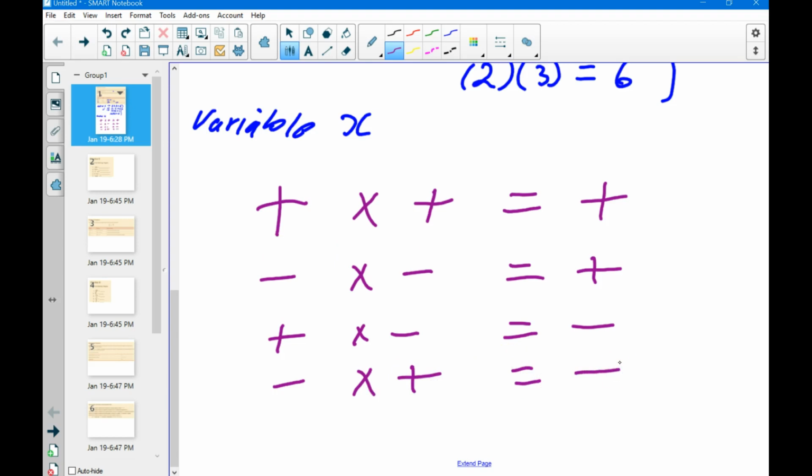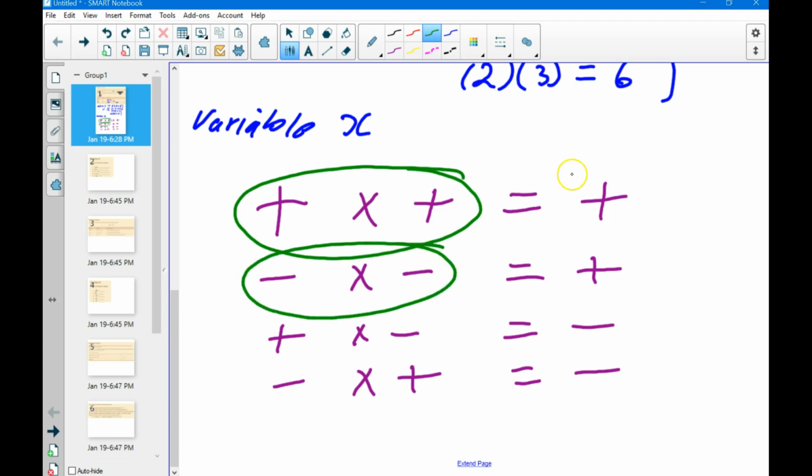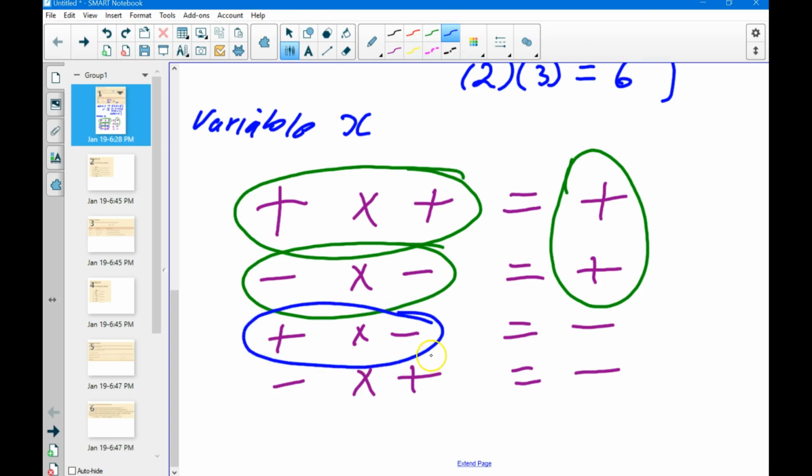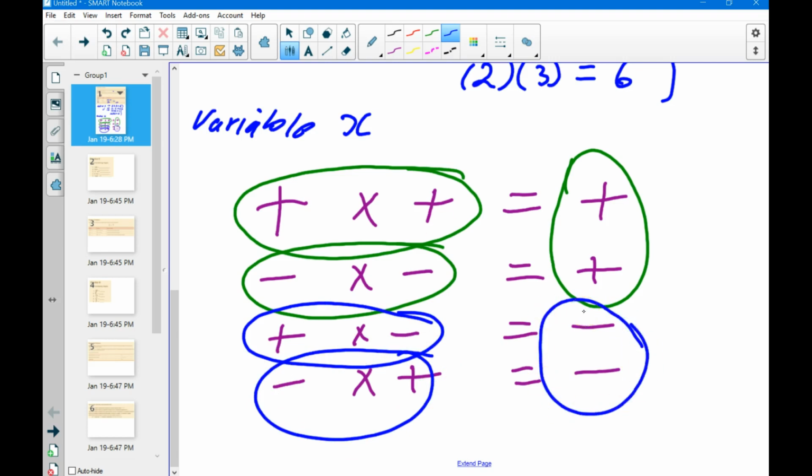Let's simplify that even more. If the signs are the same, positive positive or negative negative, the answer will always be positive. If the signs are different, like negative positive or positive negative, the answer will be negative. So signs the same, the answer is positive. Signs different, the answer is negative. That's just the way I describe multiplication of positive and negative integers.